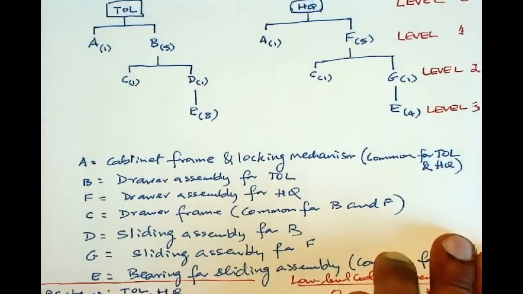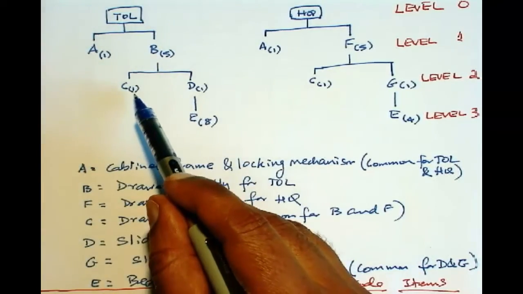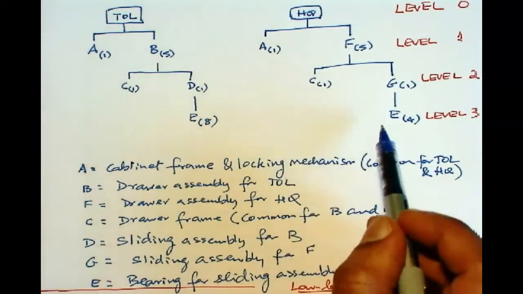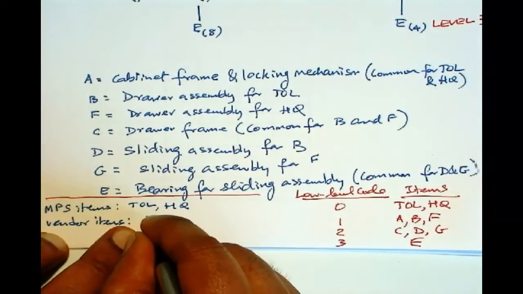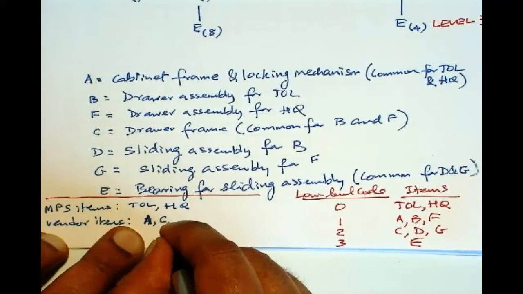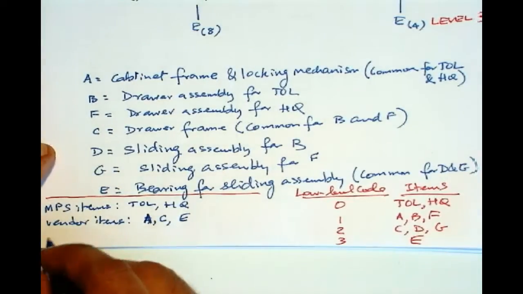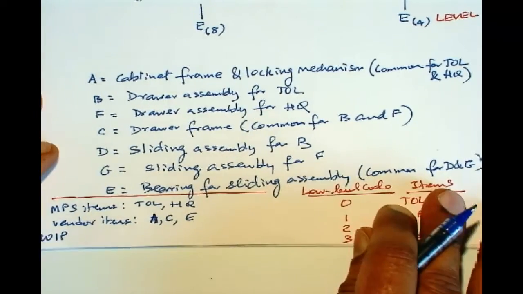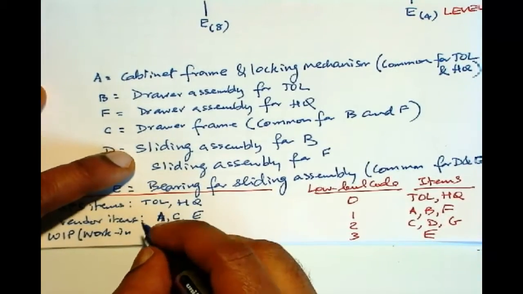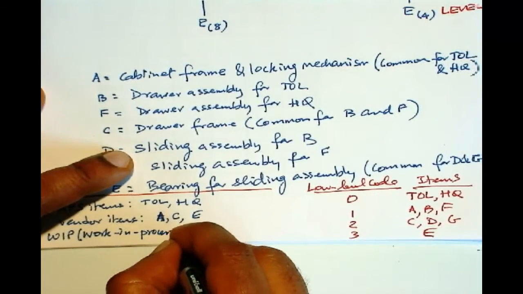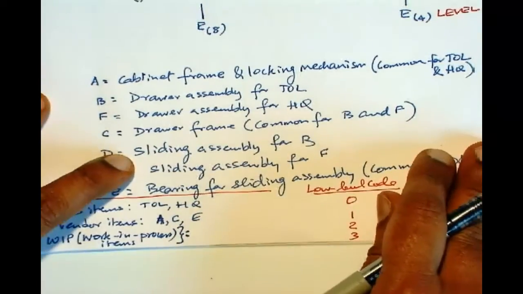And here let's look at the items with no children. A has no children, C, okay, and E. So those are the items with no children, and therefore A, C and E must be bought from the vendors. Everything in between is WIP. Okay, WIP stands for work in process items, these are the ones in between.